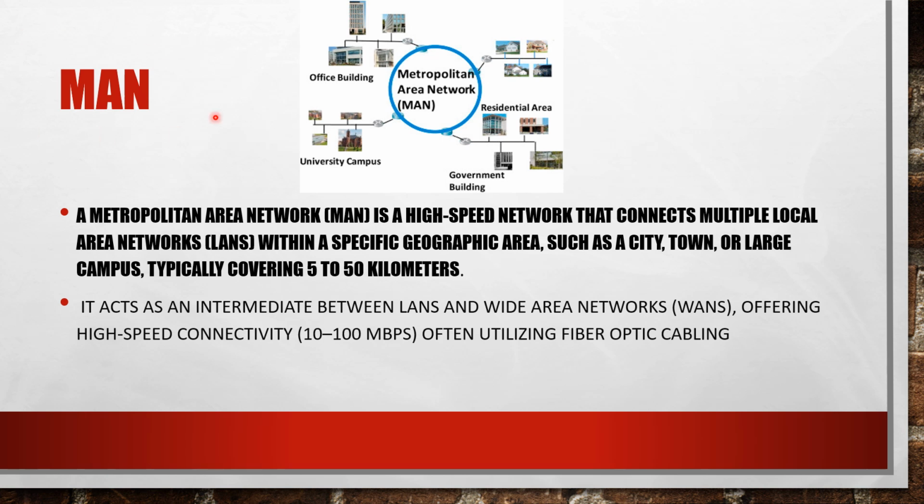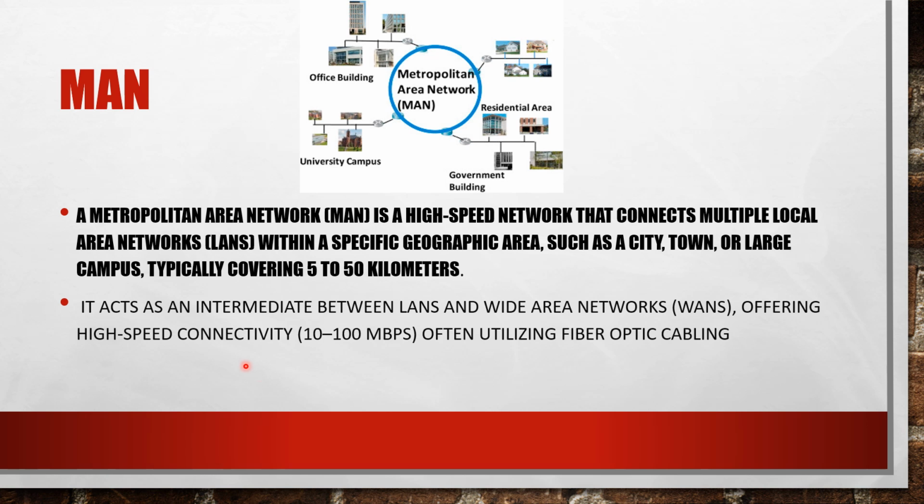And finally, MAN is the intermediate structure between a LAN and WAN. It is termed as a metropolitan area network, which serves offices, campuses, and government buildings. Of course, residential areas are also served by this metropolitan area network, which provides a high-speed network that connects multiple local area networks. It covers a 50 kilometer radius, where LAN is limited to 2 kilometers. So 50 kilometers is more when compared to LAN.